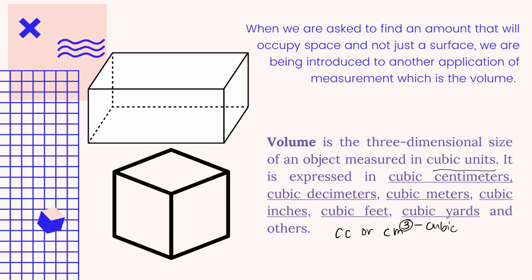So cubic decimeters, so dm, decimeters, then cube. Cubic meters, so meter, then cube. Cubic inches, so example natin, inches, then cube. Cubic feet, so feet, then cube. Cubic yards, so yards, then cube.